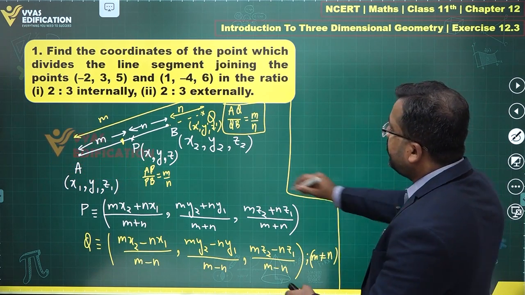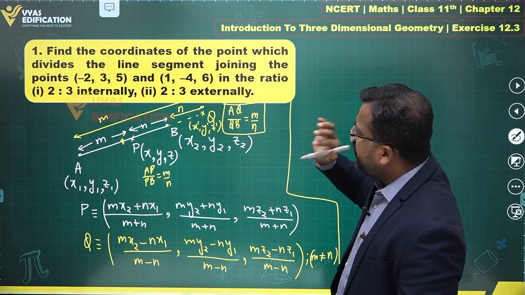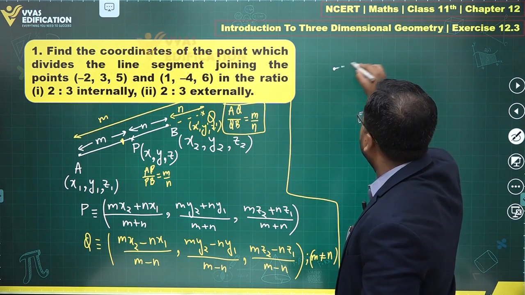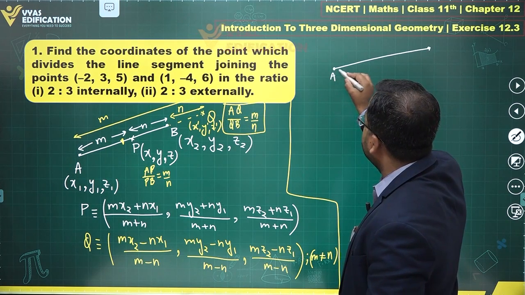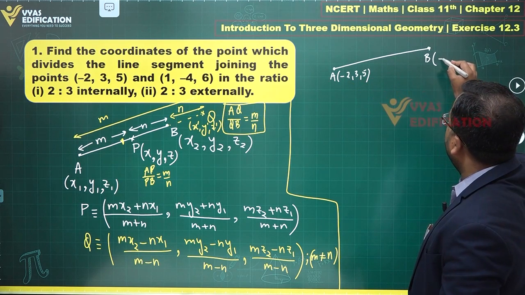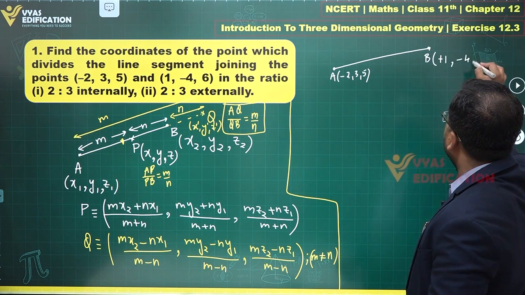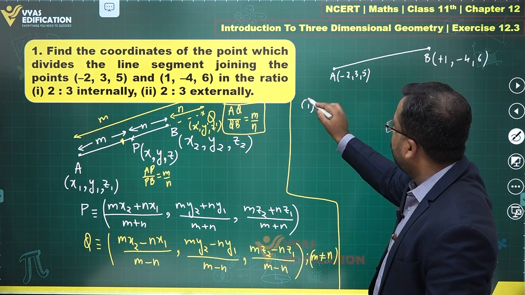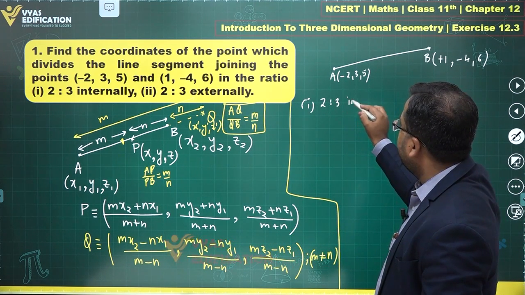What does the question say? First part. So let me mark the points first of all. Find the coordinates of points which divide the line segment joining these points. A is (-2, 3, 5), B is (1, -4, 6), in the ratio, first part, 2:3 internally.